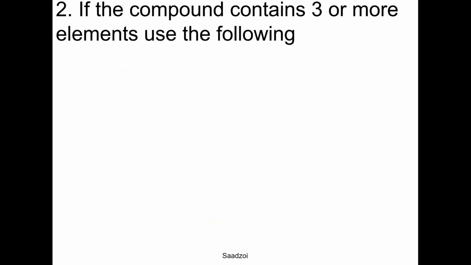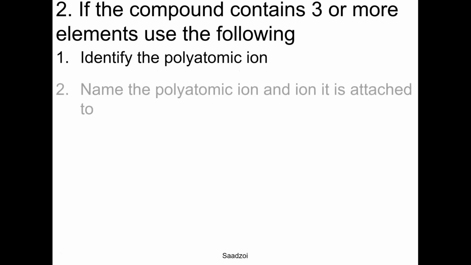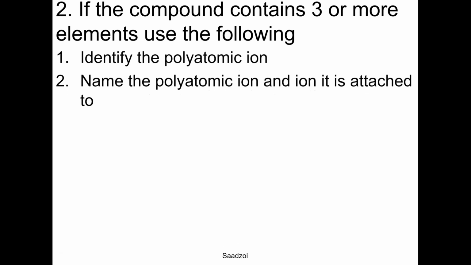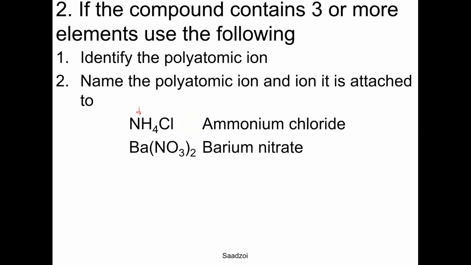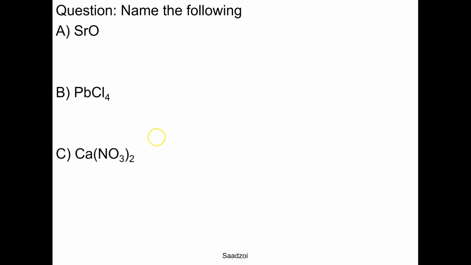All right, if the compound contains 3 or more elements, use the following. Identify the polyatomic ion, and name the polyatomic ion, it's what's attached to. So there are 3 capital letters. That's how I could tell there are 3 elements there. That's ammonium chloride. This is why you need to know your polyatomic ions. That's how you would recognize this. Without knowing your polyatomic ions, you'd just be staring at this. Barium nitrate, and so on and so forth.